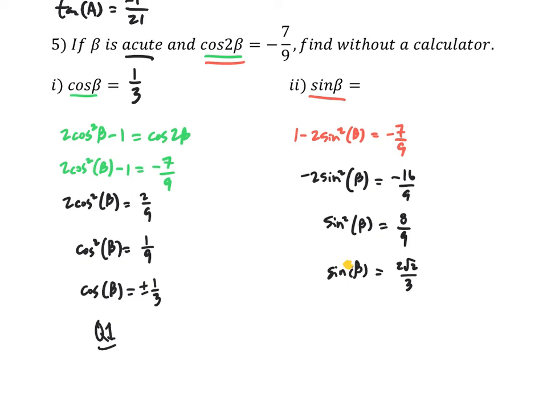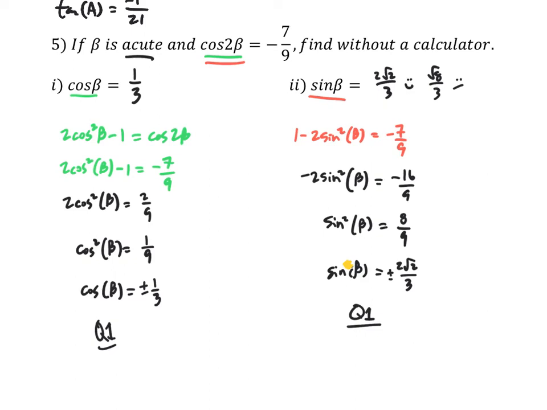Okay, so here we go. That would be plus or minus. Now, since beta is acute, that would have to be in quadrant 1. And in quadrant 1, we know sine is positive. Therefore, sine beta would be 2√2 over 3. If you left this as √8 over 3, I'm guessing that would be okay. But best case would be fully reduced.